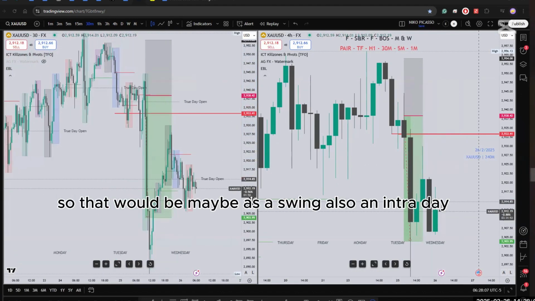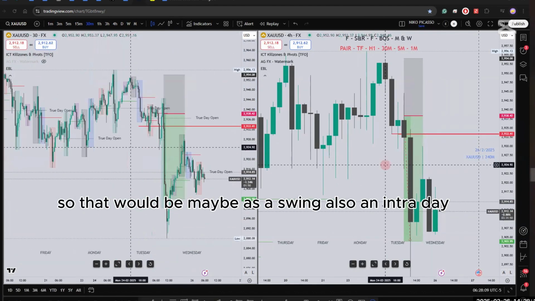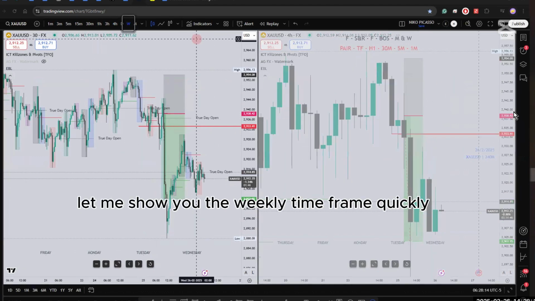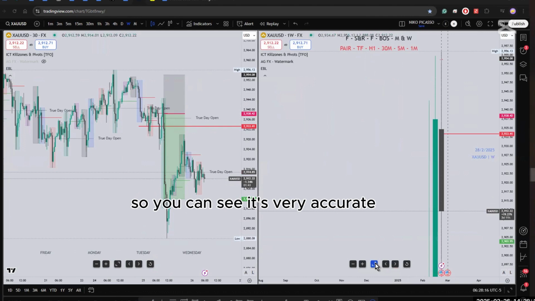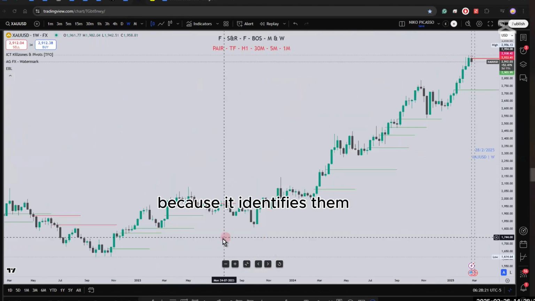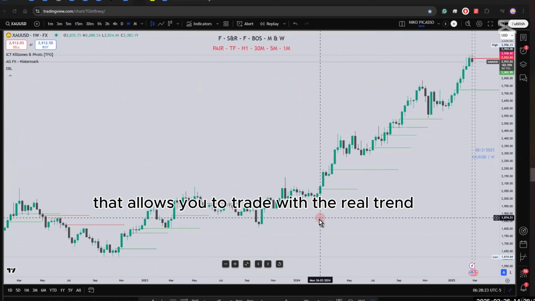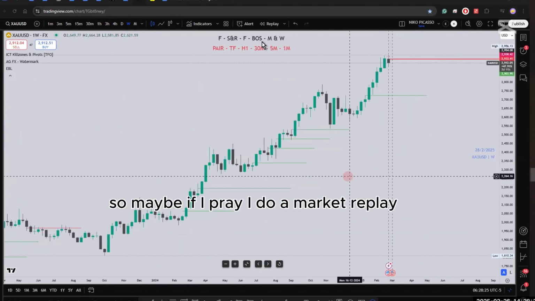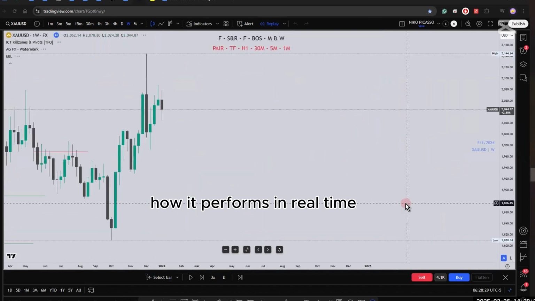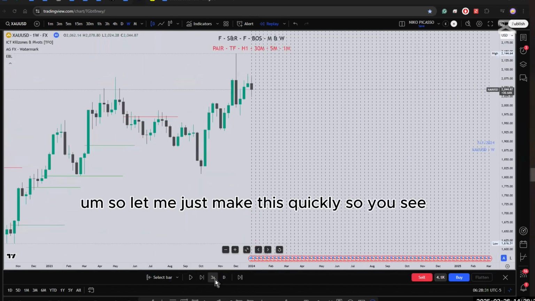So that would maybe not be a swing, also an intraday, but on every time frame you can retest. Let me show you the weekly time frame quickly, so you can see it's very accurate. Actually, it's very simple because it identifies them. It allows you to trade with the real trend all the time. So maybe if I do a market replay, it will be easier for you to see how it performs in real time.